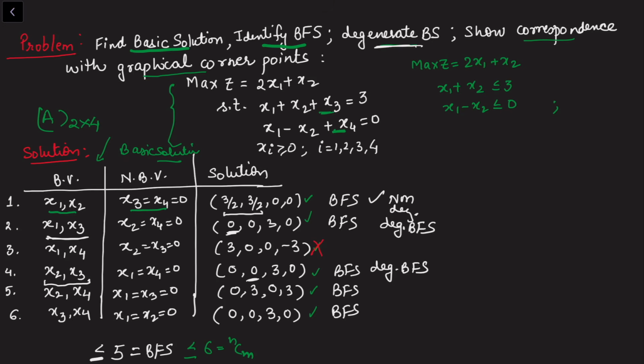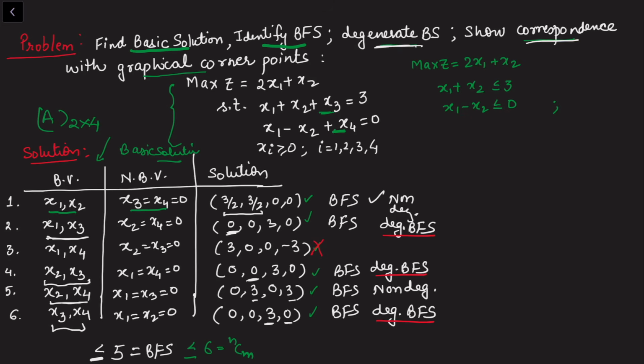In this case, x2, x4 are basic variables, x2, x4 are non-zero, so this is fine. This case is non-degenerate. The last case, x3, x4: x3 is 3 and x4 is 0. So this case is also a degenerate basic feasible solution. So we got 3 degenerate basic feasible solutions and 2 non-degenerate basic feasible solutions.